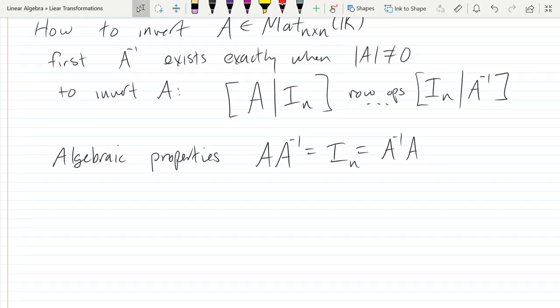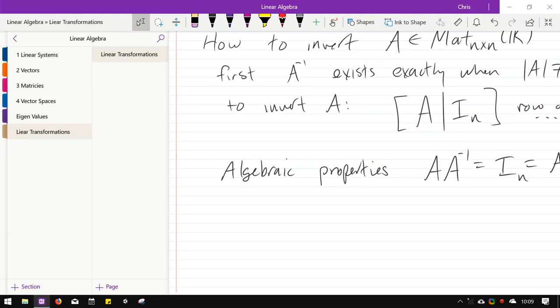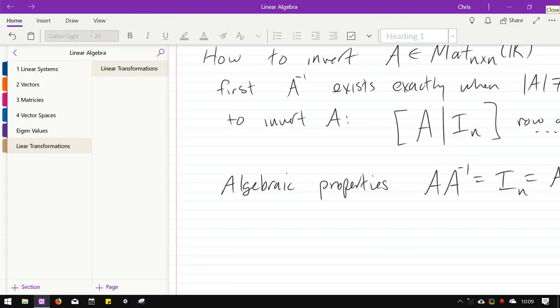All right, so that's the end of linear transformations. Well, you know it's never the end of anything in math, but that's the end of them for now. We're going to go on to the next section, which of course will use transformations at different points. So our next section is going to be Markov chains.